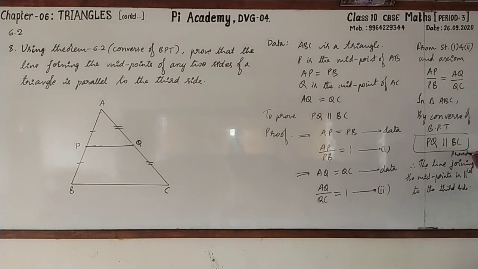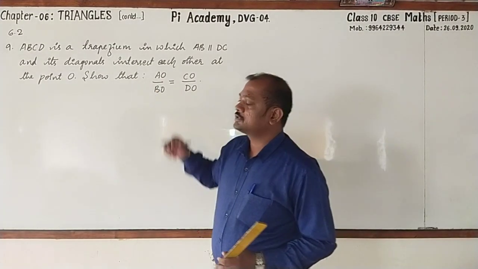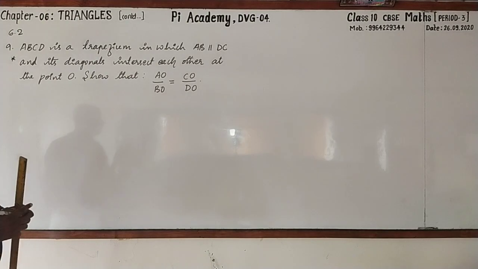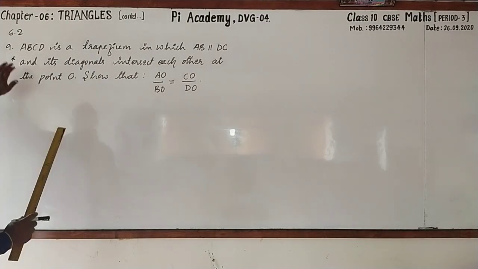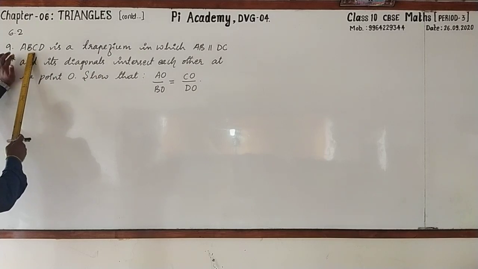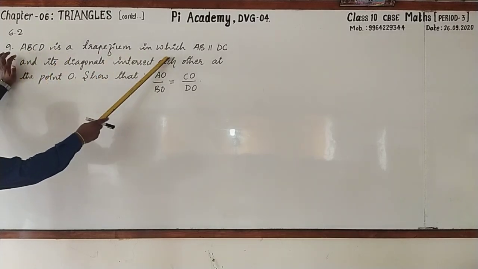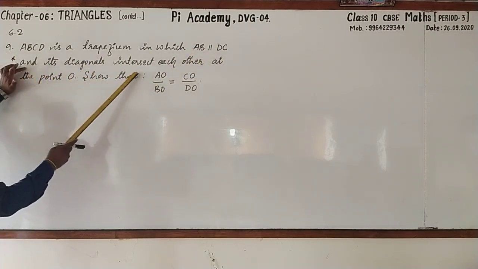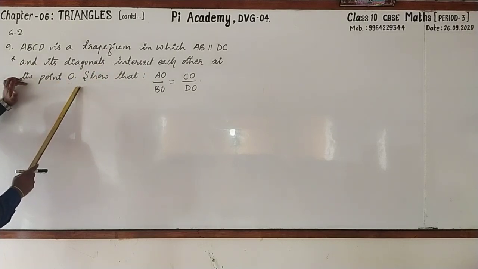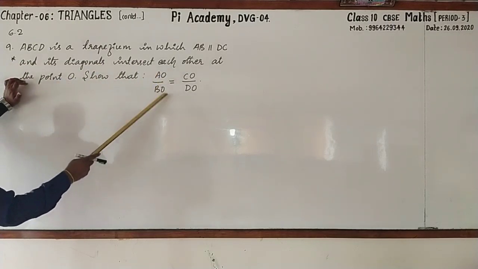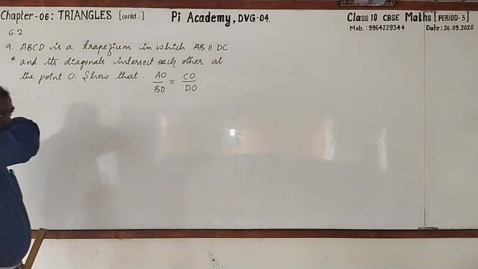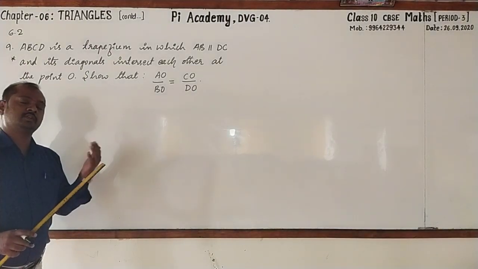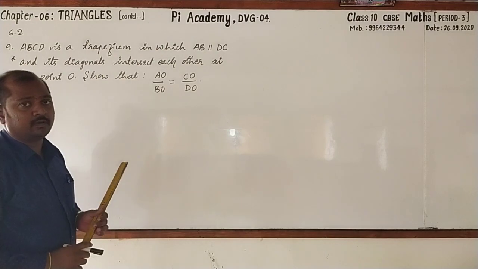So please go for copying this as it is. Dear students, observe this. Ninth one, it is important one, put star mark and you can go for copying. Hope that you have copied. Now observe it. ABCD is a trapezium in which AB parallel to DC and its diagonals intersect each other at the point O. Then we have to prove that the statement AO by BO equal to CO by DO. This is one of the important statement to be asked in the examination. Even there is a chance of asking the problems as well.